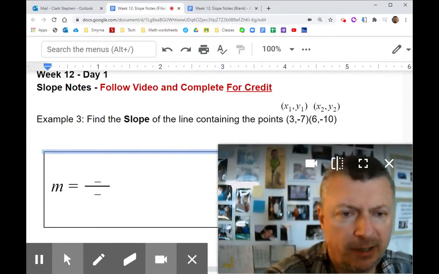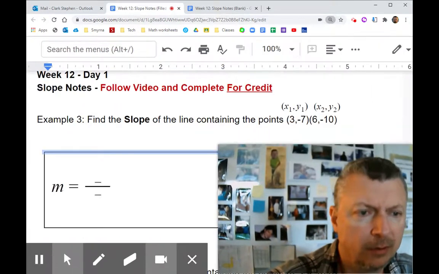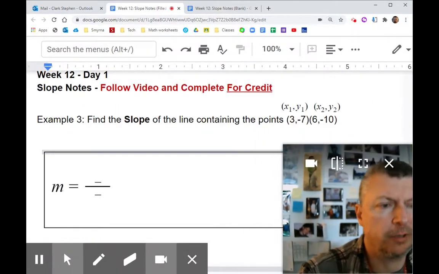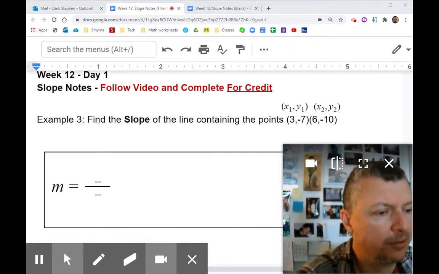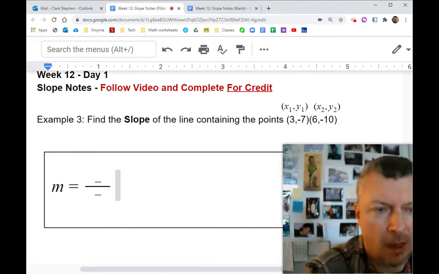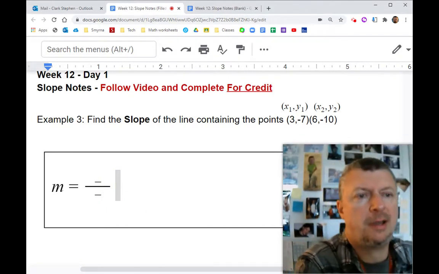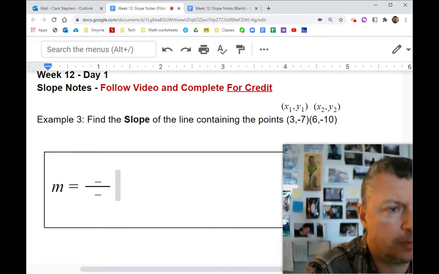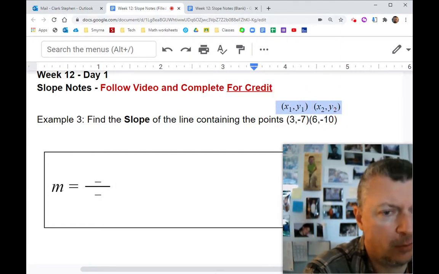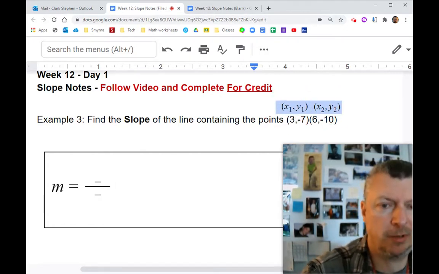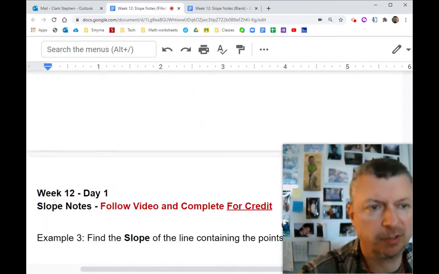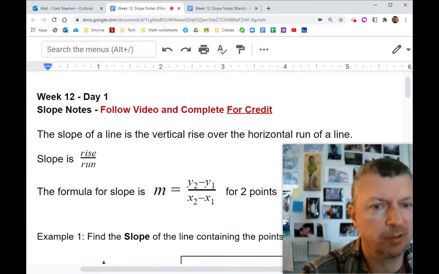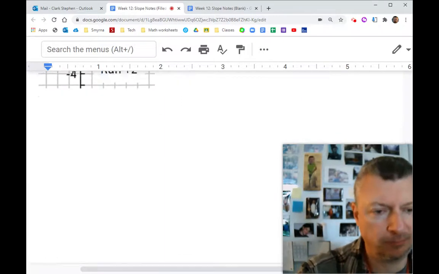All right, then, let's take a look at number 3. As you can see, I put the x1, y1 up here again, x2, y2, right up there, so I know which one's which. It keeps me from being confused while doing the problem. And as the formula states, we have y2 minus y1 over x2 minus x1.